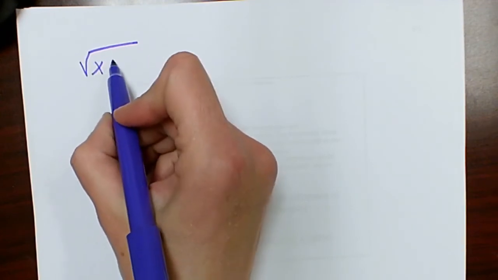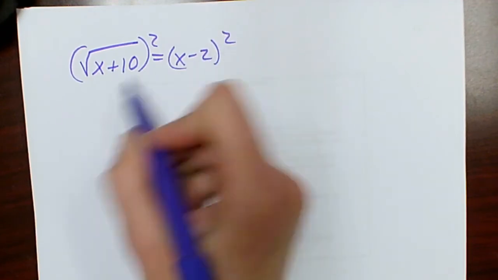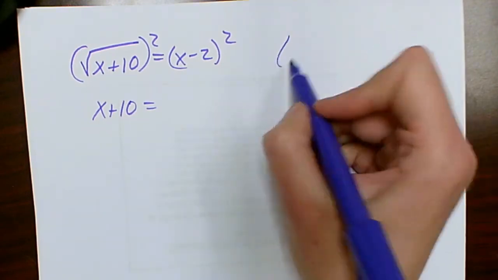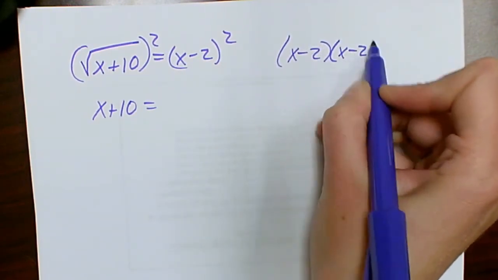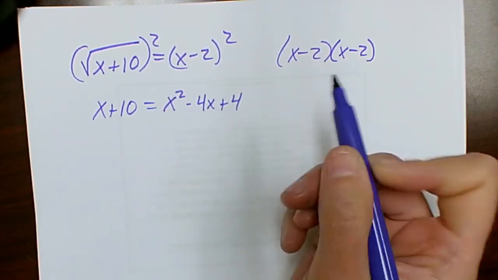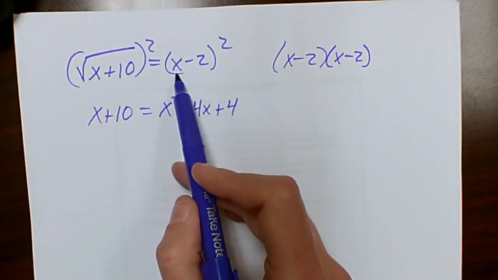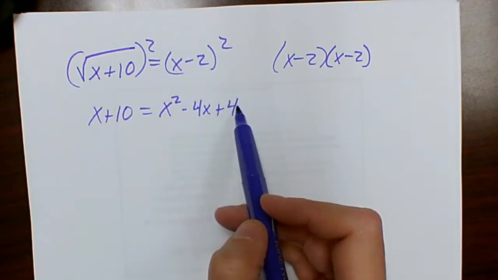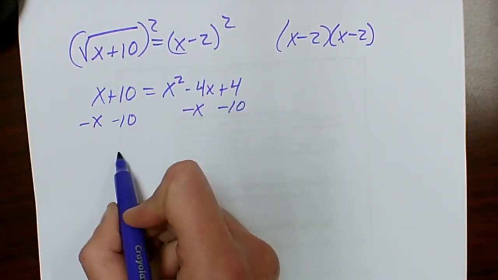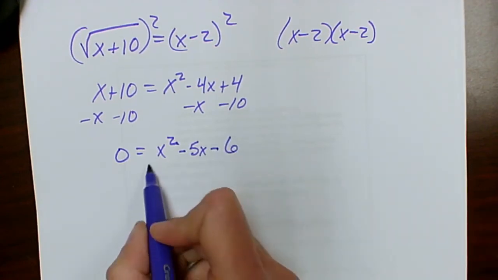Square root of x plus 10 equals x minus 2. Square both sides, so we get x plus 10 equals, and then we're going to FOIL this out. You can FOIL that out, or I know the shortcut. So this is the first one squared, multiply negative 2 and x, and then take it times 2, and then the last one squared. Subtract x, subtract 10, 0 equals x squared minus 5x minus 6.